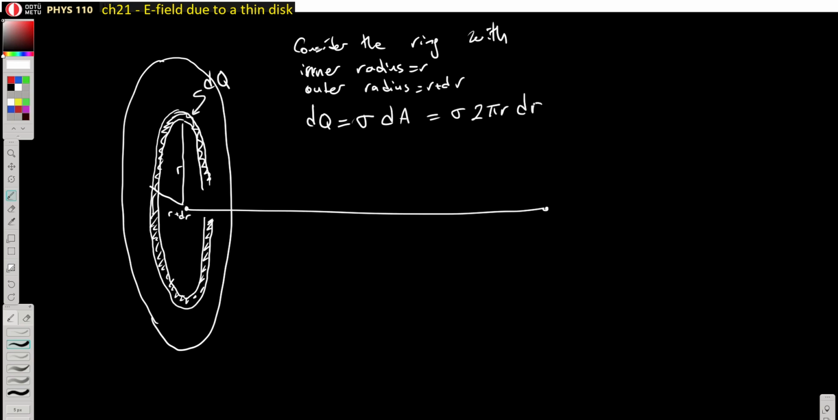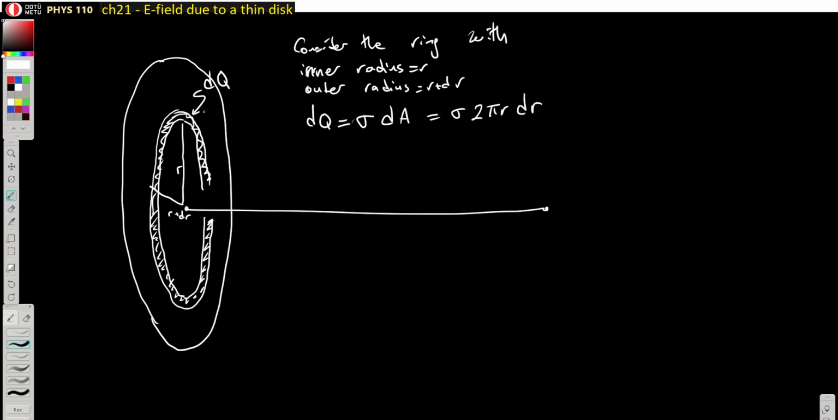So as a result, I can easily write this thing down. There's no approximation involved in here. Basically, in the limit where this dr is infinitesimal, this is the correct expression. In any case, this dq is a charge which is distributed over that ring with radius r.